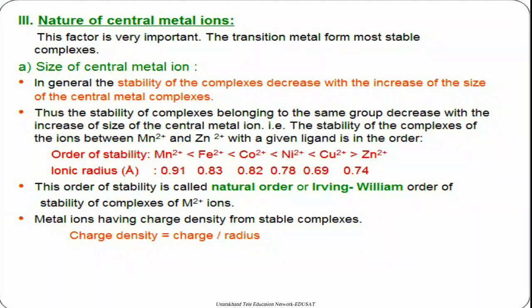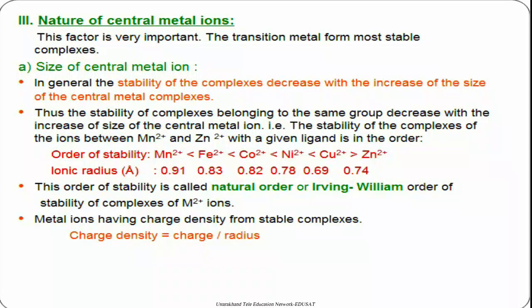ion. The stability of the complexes of the ions from Mn2+ to Zn2+ with a given ligand follows an order of stability. These are all divalent ions. Mn is less than Fe2+, Fe is greater than Mn, cobalt is greater than Fe2+, nickel is greater than cobalt, and copper is greater than nickel, but zinc is less than copper.